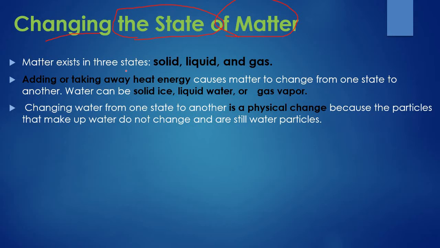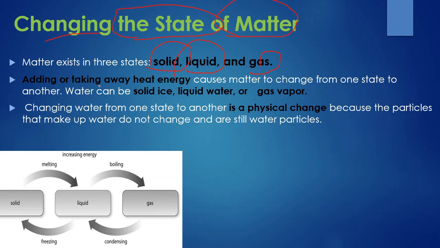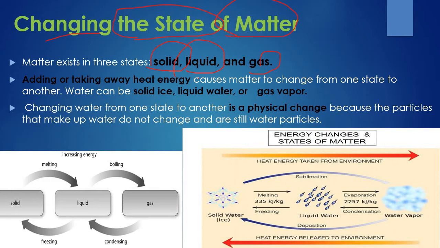Matter exists in three states: solid, liquid, and gas. Adding or taking away heat energy causes matter to change from one state to another. Water can be solid, ice, liquid, water, or gas, vapor. So adding heat or taking away heat causes matter to change from one state to another.